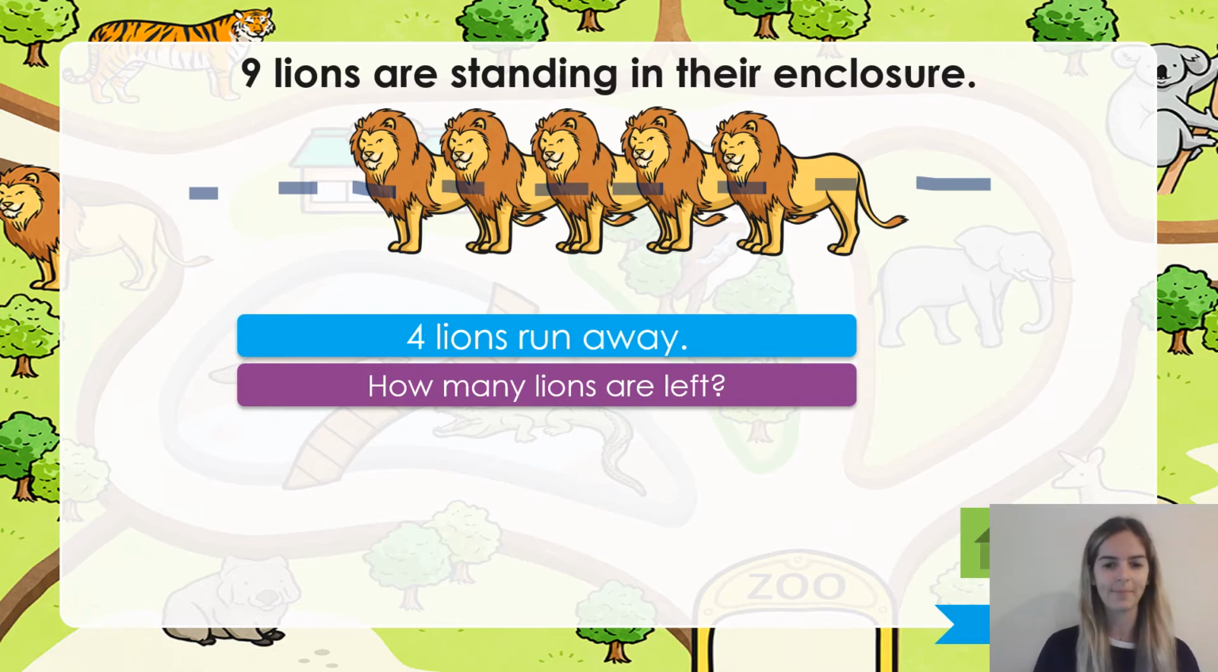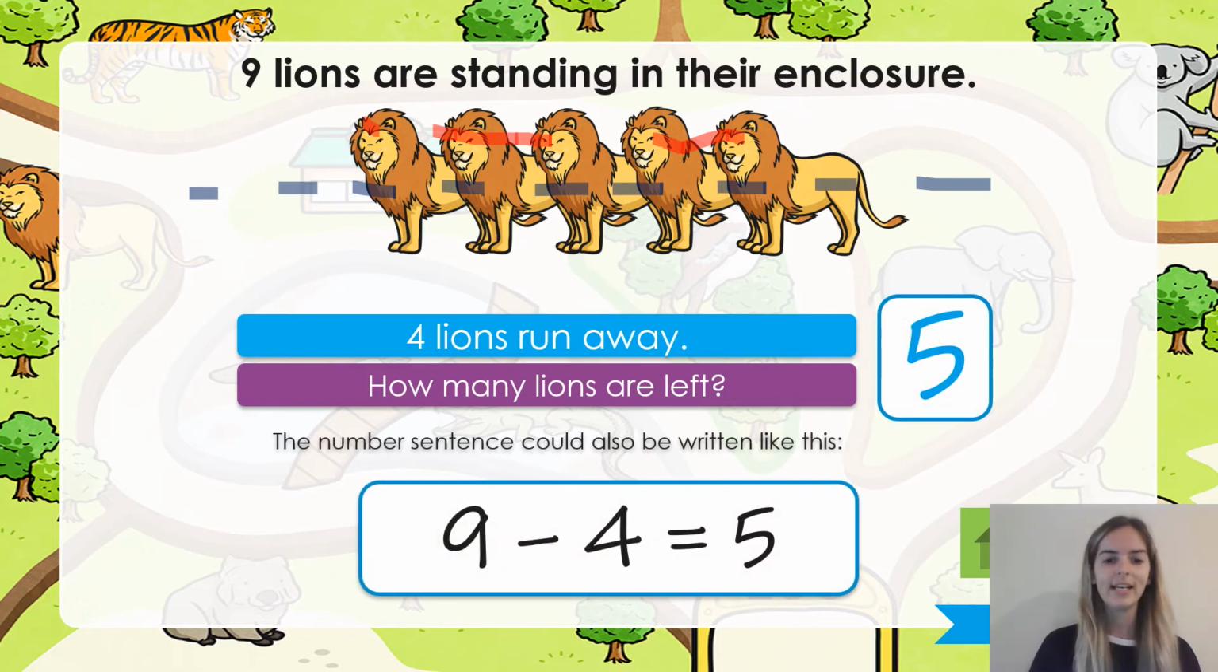Let's count them. 1, 2, 3, 4, 5. So I have 5 left. And that looks like 9 take away 4 equals 5. Well done, everyone. Let's look at another one.